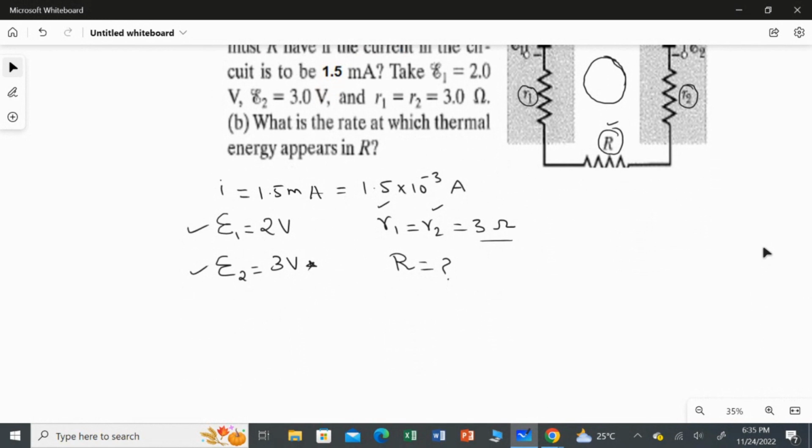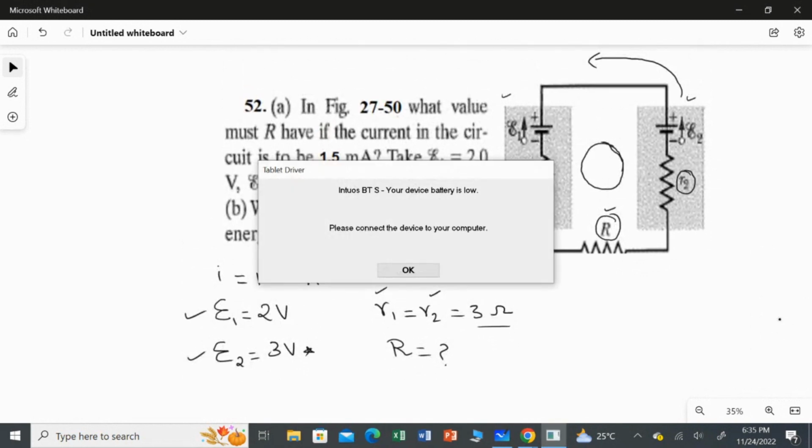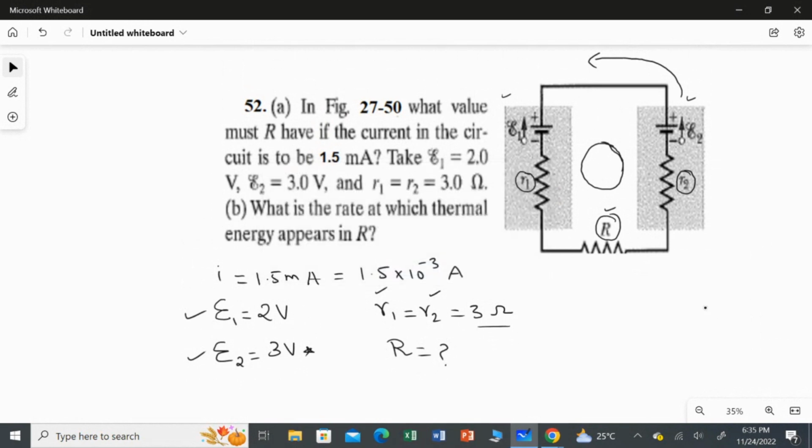Am I right? The product of resistance and its respective current. So what we have to do, first of all, I am going to see the EMF. How many EMF do we have? We have EMF 1 and EMF 2, but out of that, which one is the strongest one? The strongest one is the 3 volt EMF. So we have to consider the direction of the current, which starts from EMF 2.